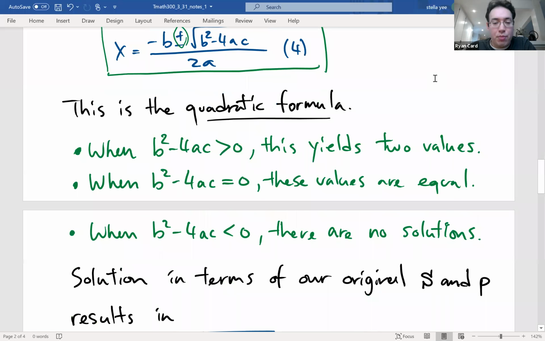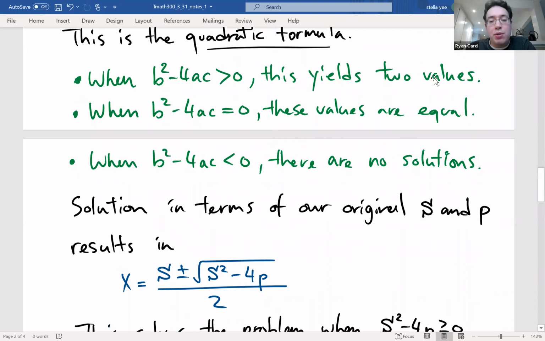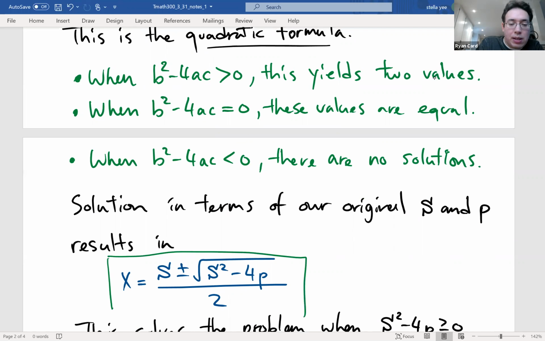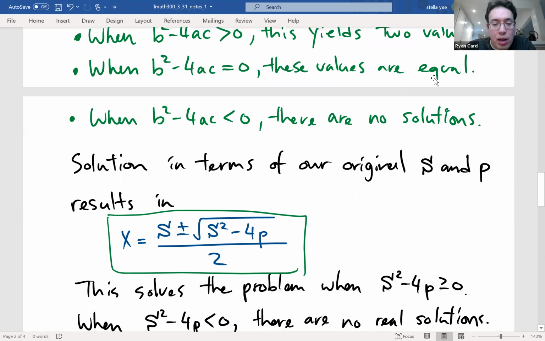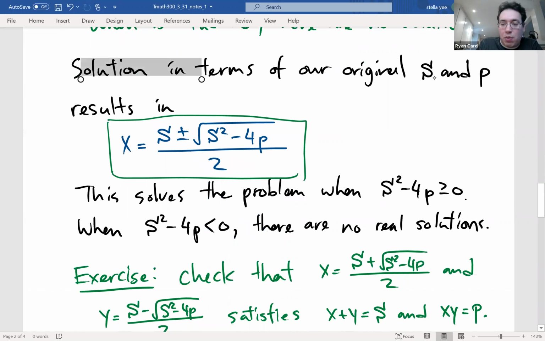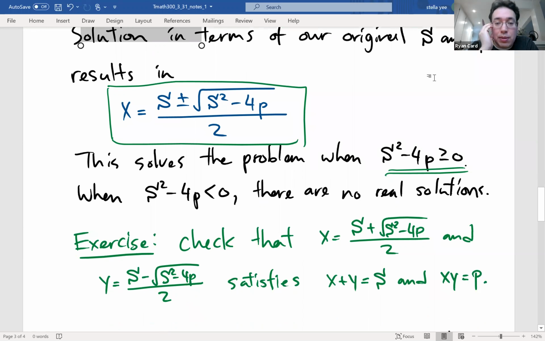Okay. All right. If we substitute in terms of the original problem as Babylonians phrased it, the quadratic formula becomes this guy right here. Okay. And it could be solved as long as inside of the square root is non-negative.